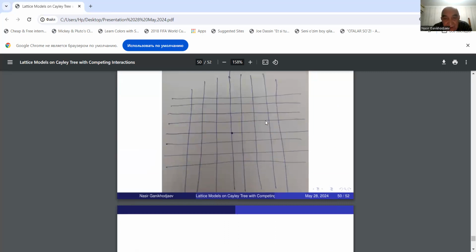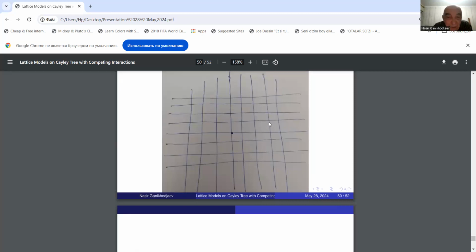That these two neighbor vertices are also second neighbors, but they belong to different lines. This is a vertical line, this is a horizontal line. That is my question, my problem.